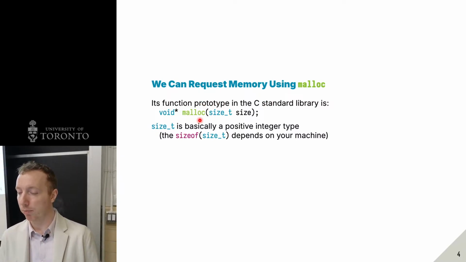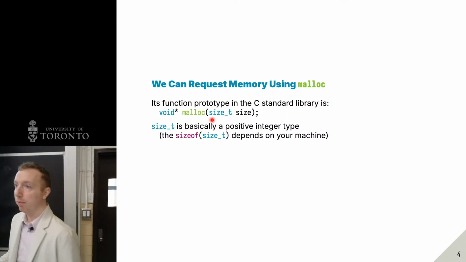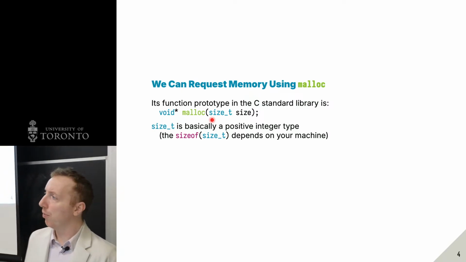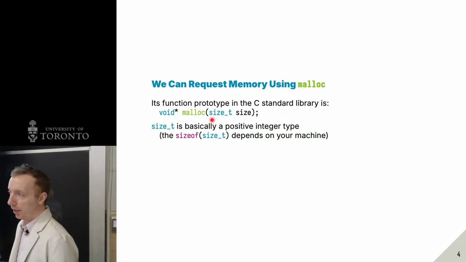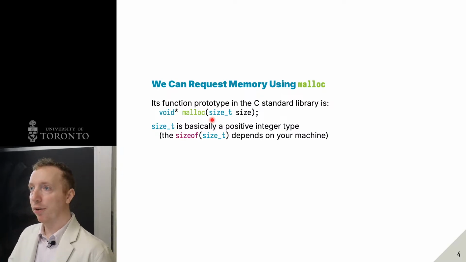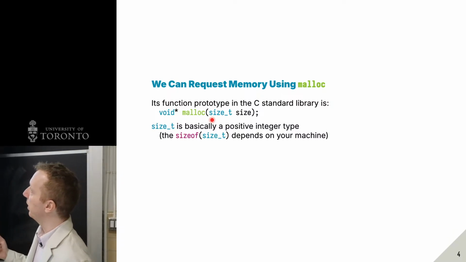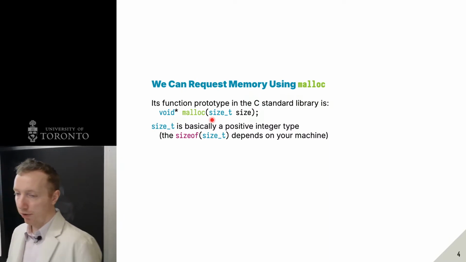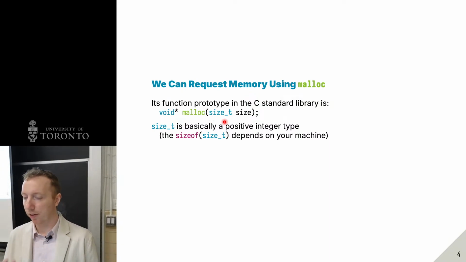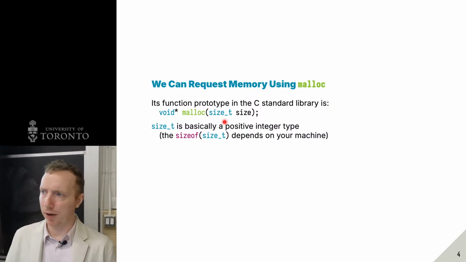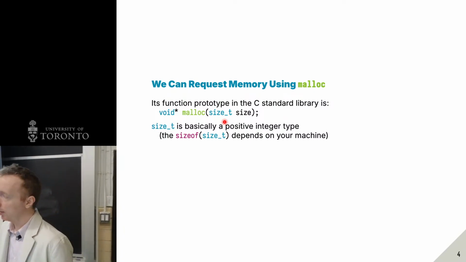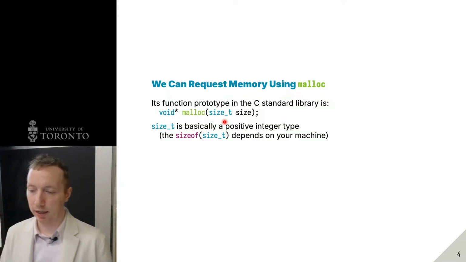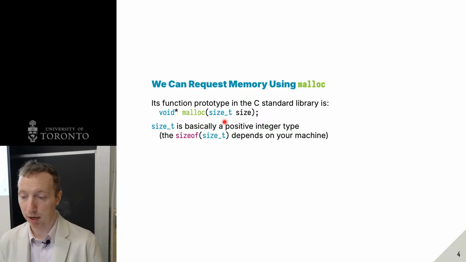So the function is called malloc. It takes a single argument, a size_t called size. Don't worry about that. size_t is basically just a positive integer. So it has to be an integer. It's the number of bytes that you are requesting. They just call it size_t so it can vary depending on what CPU you're running on. For our case, we don't really care. It's just going to be an int. Just think of it as an int. It just has to be positive.